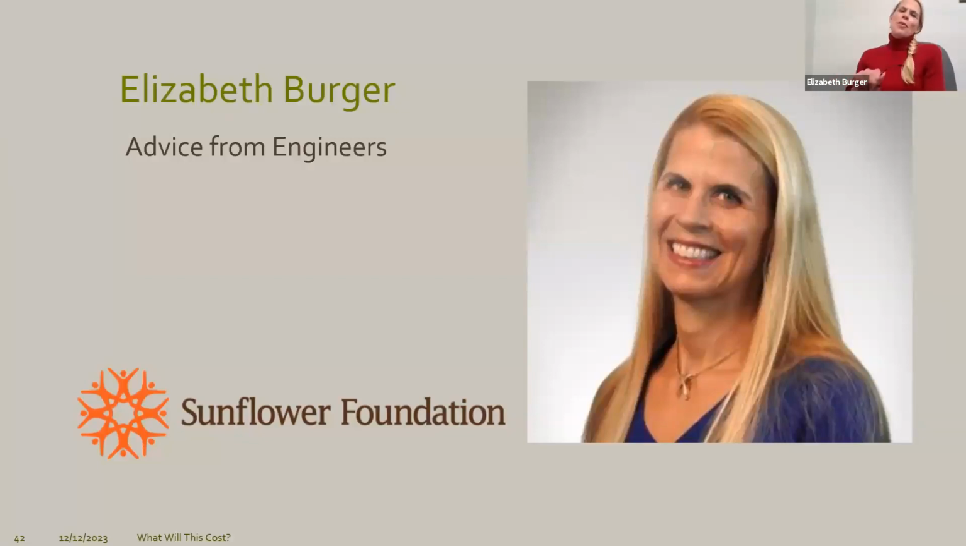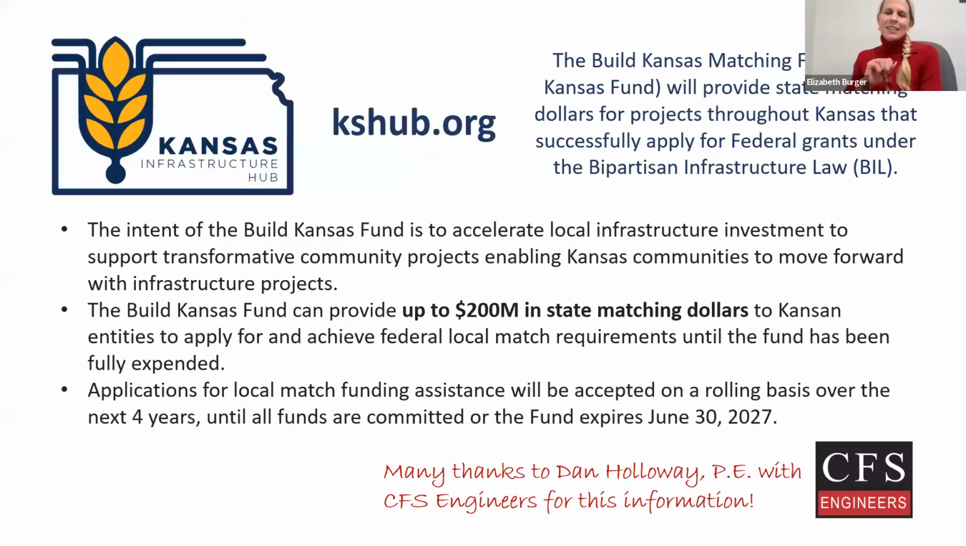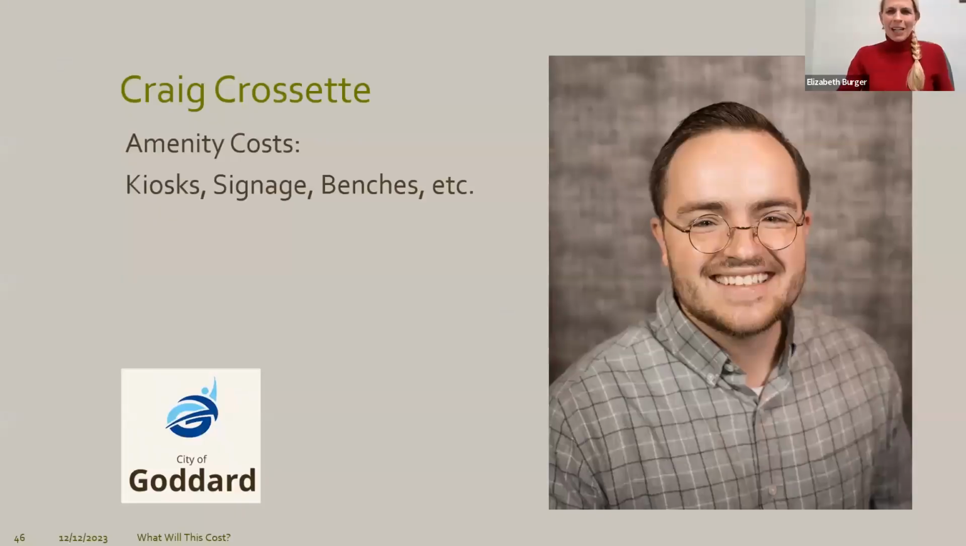We're going to skip over my slides. I had talked to an engineer. The slides will be available. It's basically, have a plan when you go to the engineers. Don't expect them to have the plan for you. And then a little bit about KS Hub, which is a funding source, and we can talk more about that in January. Nancy, toss it back to you so you can toss it to Craig.